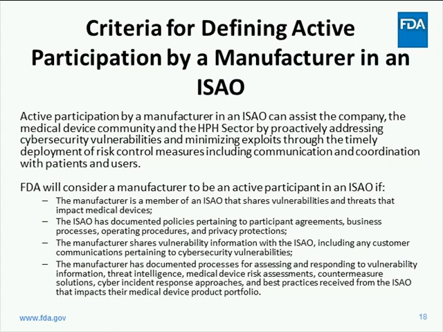FDA has purposefully called on ISAOs and manufacturers to share and process vulnerability and threat information, as well as customer communication. FDA does not expect that this is the only information that is valuable to manufacturers in order to reduce risk, and therefore FDA is not trying to limit the types of information shared. Manufacturers should participate in ISAOs that have defined governance structures, such as participant agreements, business processes, operating procedures, and privacy protection, such that a trusted environment is fostered.